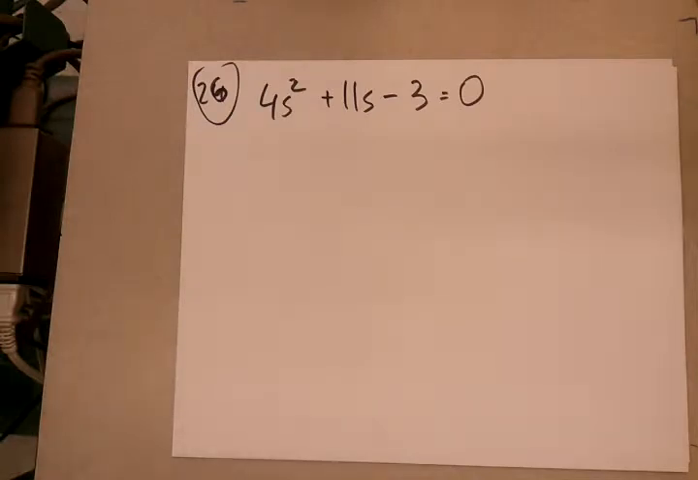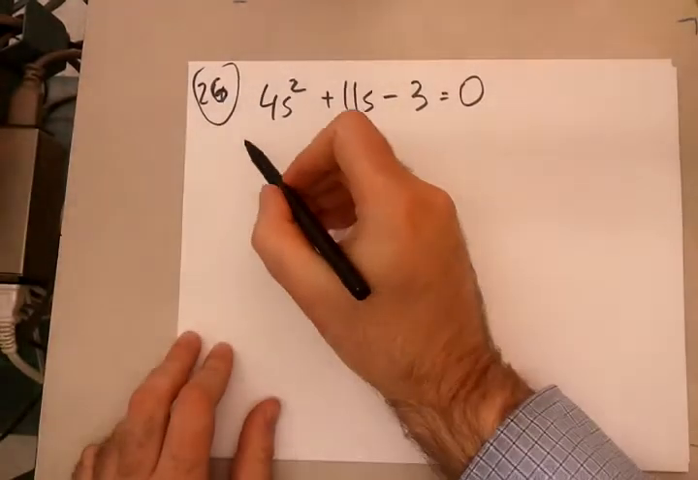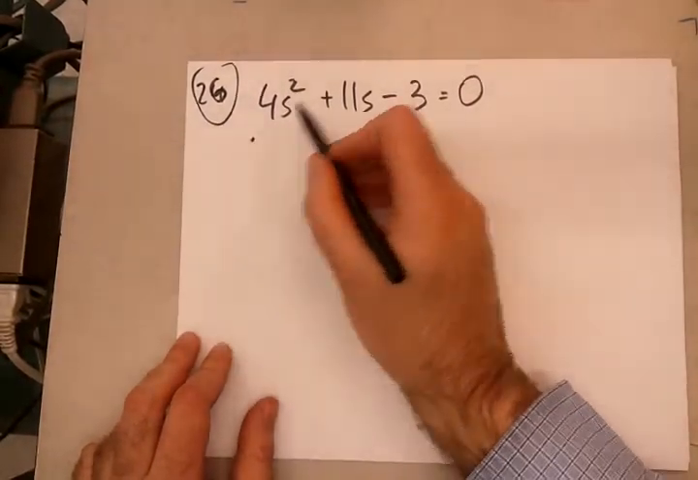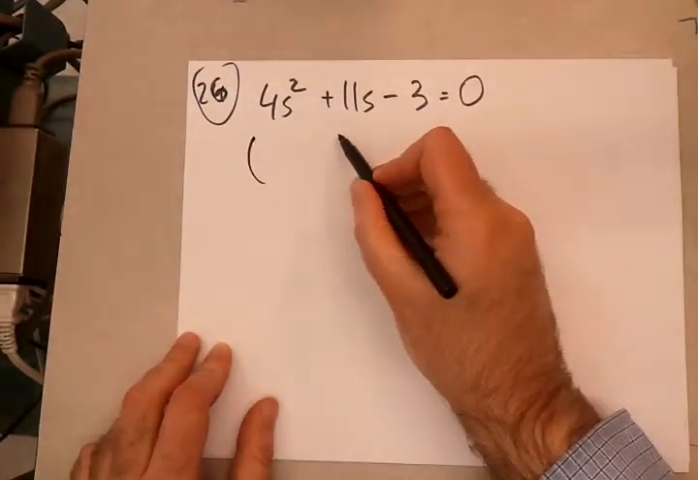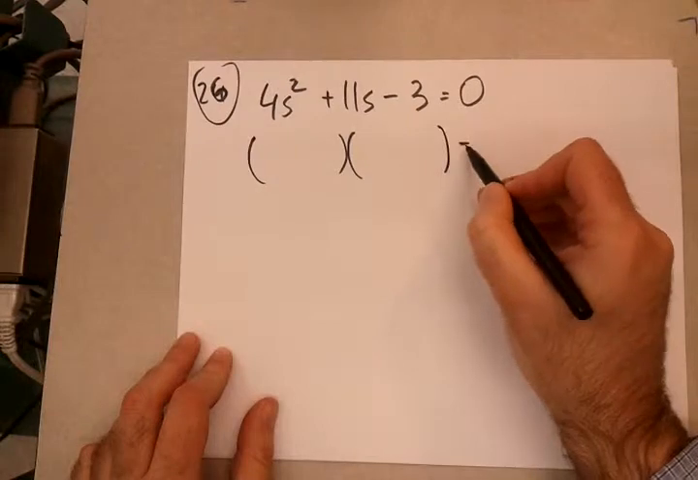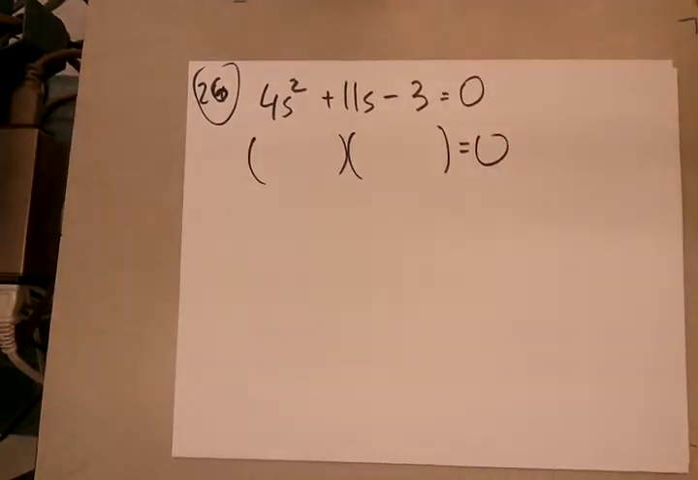Let's do 26. Now 26 is pretty similar to the problems we've done so far, except the problems we've done so far are expressions. We just factor them and simplify them. This is an equation. This one we have to solve. If there's an equal sign, you have to solve it to completion. But you start out the same way. Can't factor anything out. The 4 doesn't go into the 11 or the -3. So that method's out.